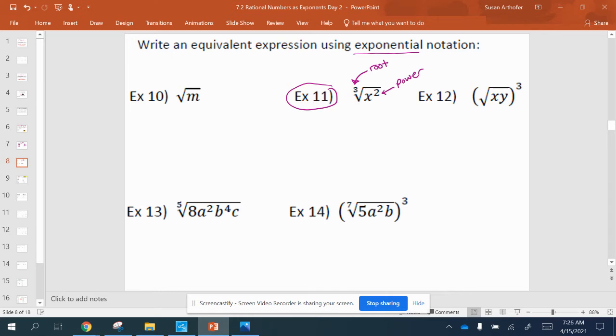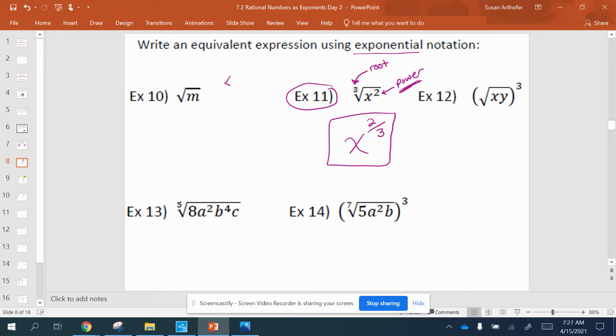So we need to write this as an exponent. Our base is x to the what power over root? Power over root. So it's going to be x to the 2/3. Power is 2, root is 3. That's it. I just want you to write it as a fractional exponent.